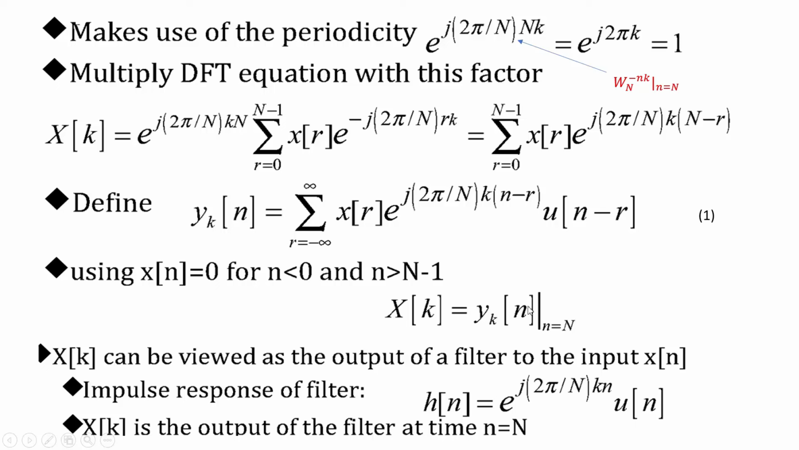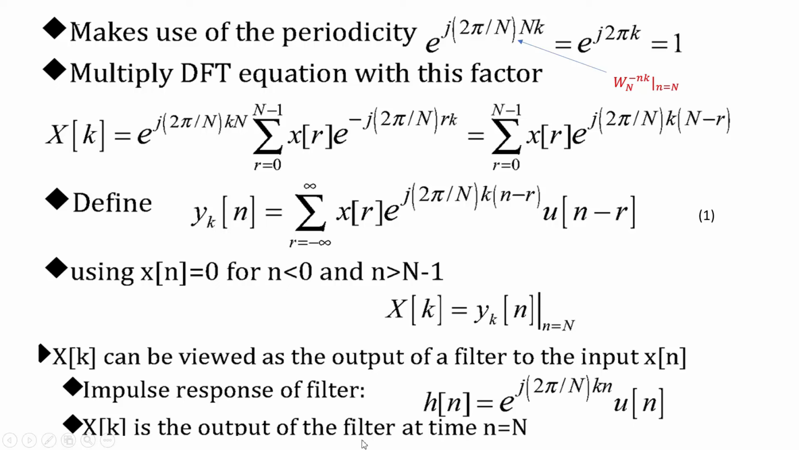Now y_k(n) can be said to be an output of a filter. Of what filter? One in which, instead of r, I use x(n) as a general usage of this index for time samples. Now X(k) can be viewed as the output of a filter to the input x(n), and the impulse response of the filter h(n) equal to e to the power j 2 pi by capital N k n u(n). That means X(k) will basically be the convolution of this input x(n) and the impulse response of the filter. So this is my impulse response of the filter, and x(n) is the input.